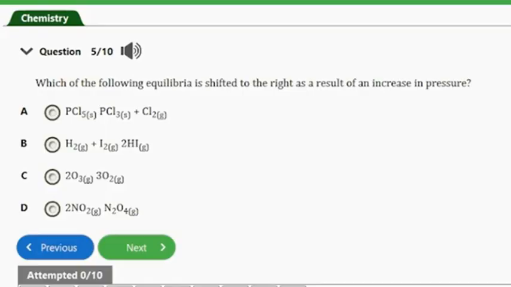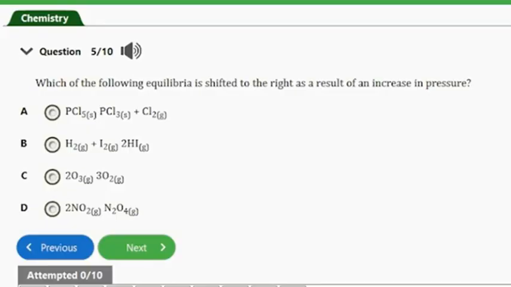C, 2 molecules of ozone gas to yield 3 molecules of oxygen gas. And then D, 2 molecules of nitrogen dioxide to yield dinitrogen tetroxide. That's 1 molecule of dinitrogen tetroxide.